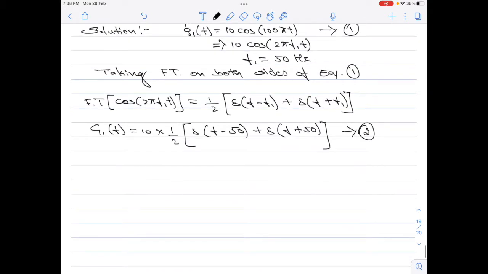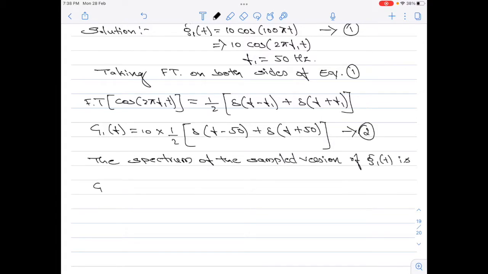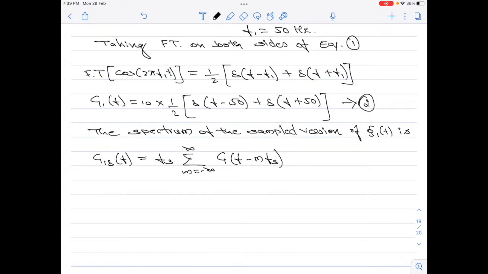Now, we are very clearly told that this signal is sampled. So, the spectra of the sampled signal is given by G1 delta(f) equals Fs into summation m varying from minus infinity to plus infinity G(f minus m Fs). This is a standard equation, as I said. To be very precise, the RHS has to be G1(f minus m Fs), so I will add the subscript 1 here.